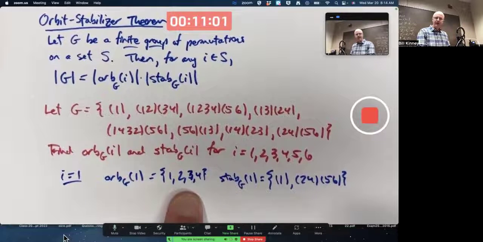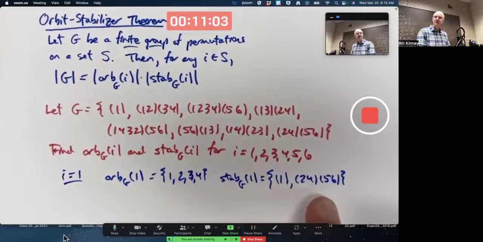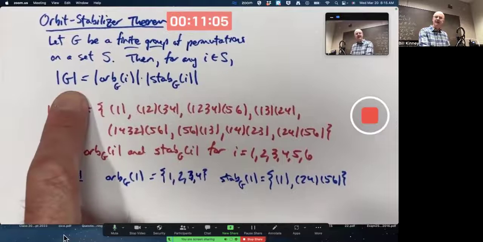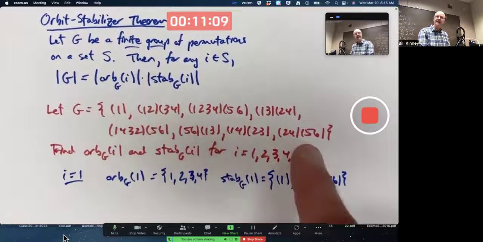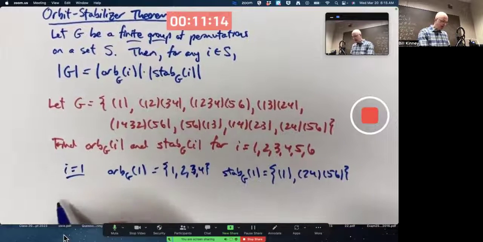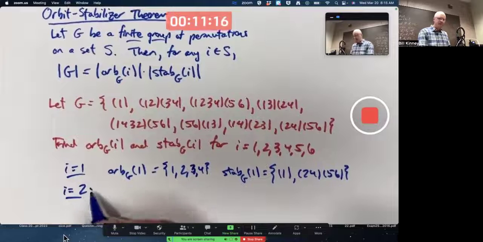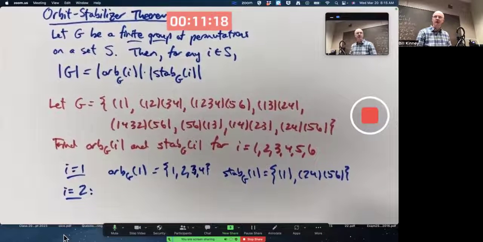Number of elements there is 4. Number of elements there is 2. 4 times 2 is 8, the order of G, and yes, there's 1, 2, 3, 4, 5, 6, 7, 8 elements in G. For different i's, the Orbit-Stabilizer Theorem is still going to work, but the number of elements in these sets could be different.